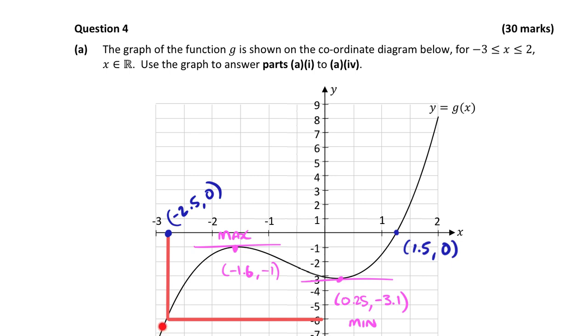Okay, so you can see there the function g of x is given to us. It's a cubic function. We can see that it turns twice, so that would suggest it's a cubic, as opposed to a quadratic, which would be u-shaped or n-shaped, or a linear, which is just a straight line.